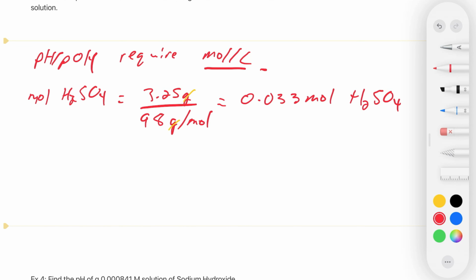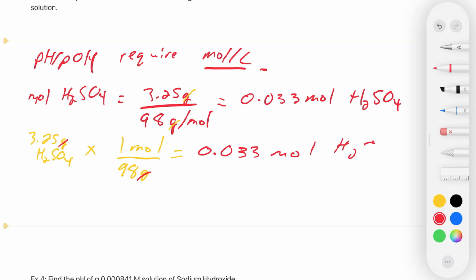For those that prefer to do it the unit analysis method, I'll do it kind of quickly over here. We'll do it in yellow, but it's really not that important how you do this. So my unit analysis looks like this: 3.25 grams H2SO4 multiplied by 1 mole per 98 grams. And then when we cross this out, we would still get the same thing, 0.033 moles of H2SO4. Again, do the way you're most comfortable with. It's going to be the same regardless.